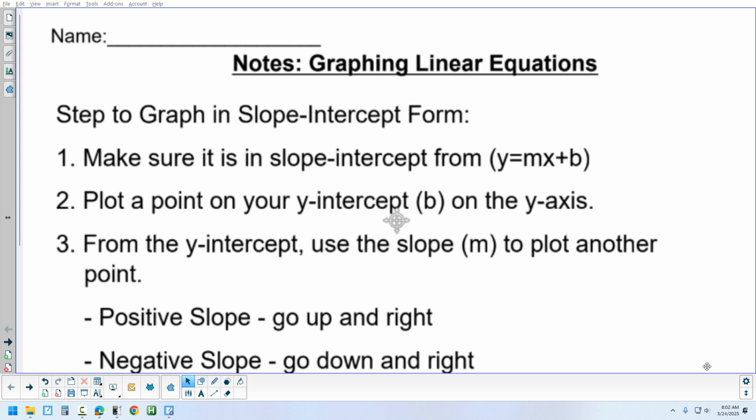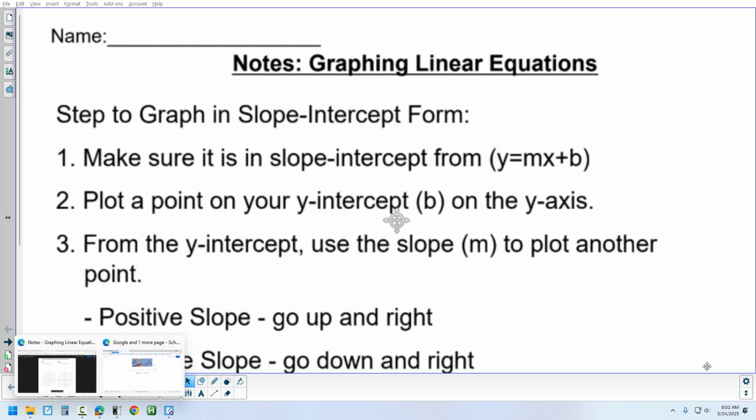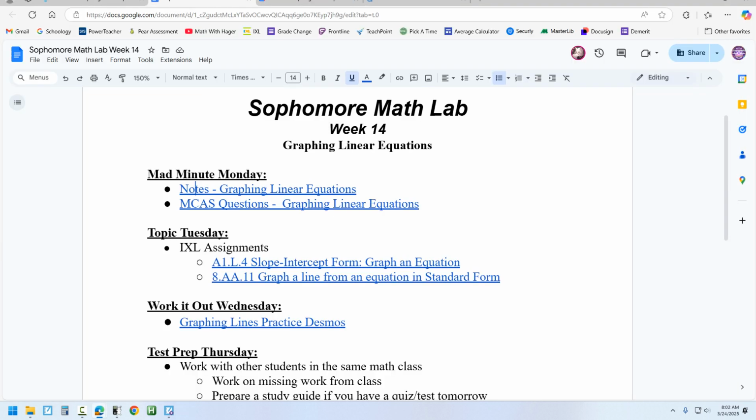All right, so this week we are on week 14, and we're going to take a look at graphing linear equations. So put the notes up real quick. Let's go here. Okay, so we got the notes today.